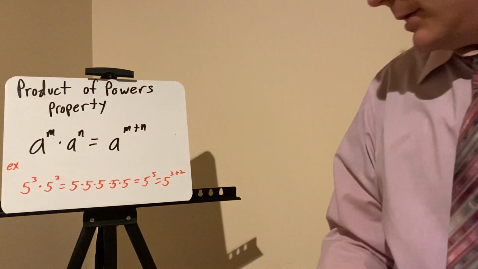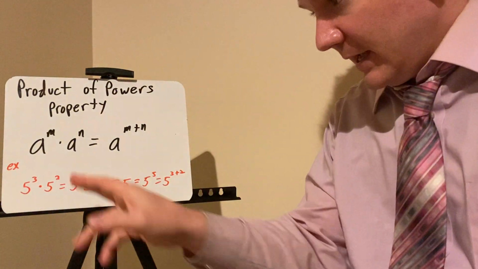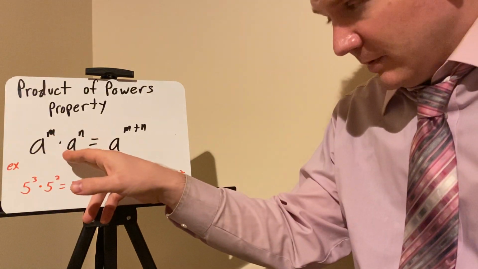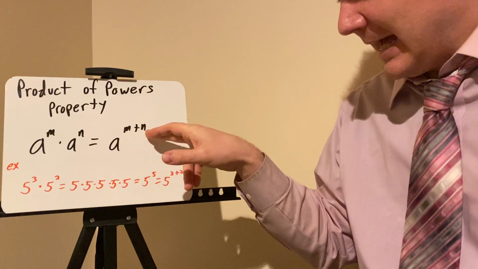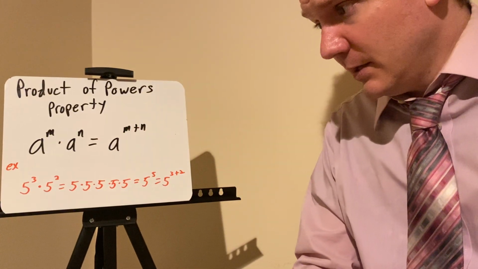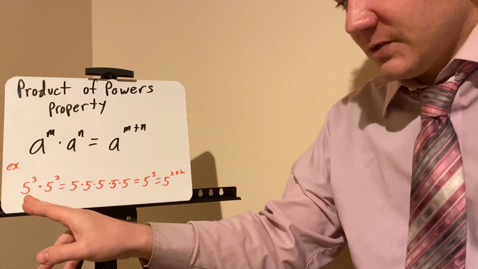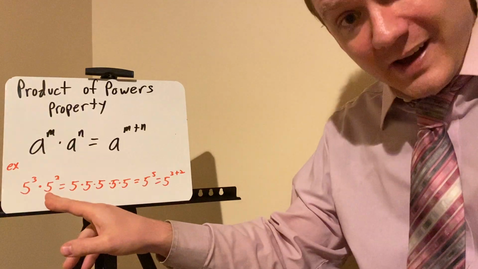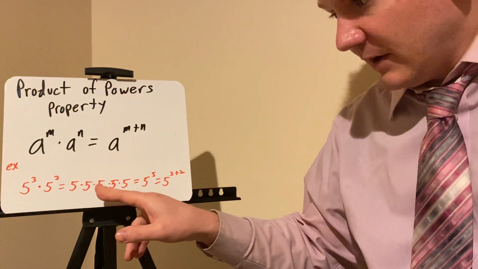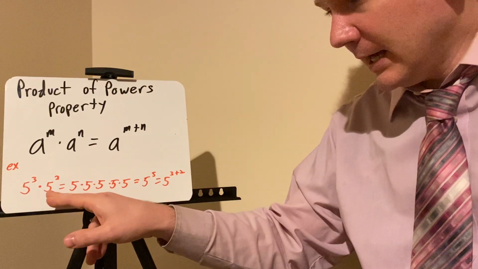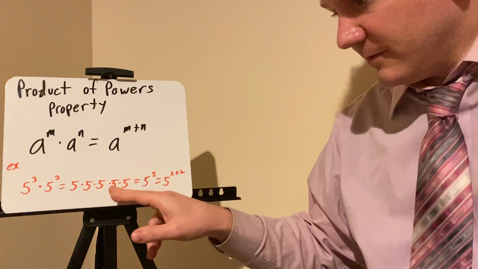Now, product of powers property. If I have a to the m and I multiply that by a to the n, that's actually the same as a to the, if I just add the exponents together, m plus n. For example, if I had 5 to the third times 5 squared, 5 to the third is 5 times 5 times 5, right? Times 5 squared, so 5 times 5.